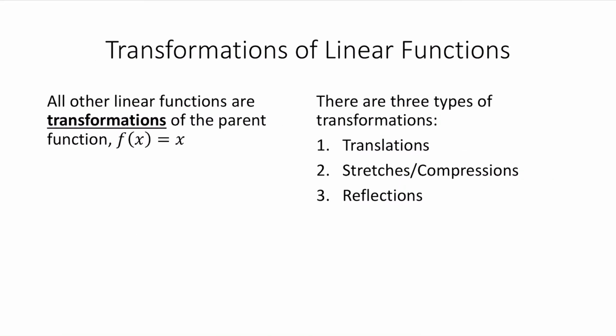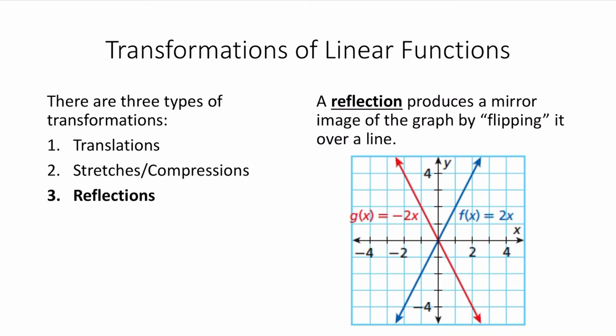All of the linear functions are considered to be transformations of the parent function, and there are three types of transformations. The third group, which is reflections, is what we're going to be talking about today. A reflection will produce a mirror image of a graph by flipping it over a line. You can see that g of x equals negative 2x, which is in red, is the mirror image of f of x equals 2x.